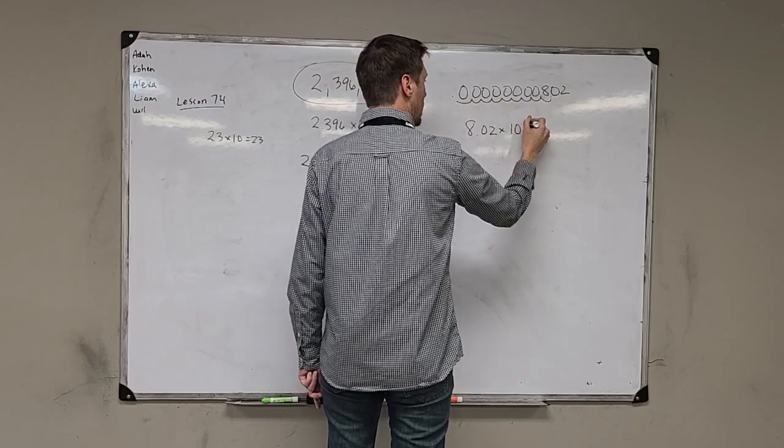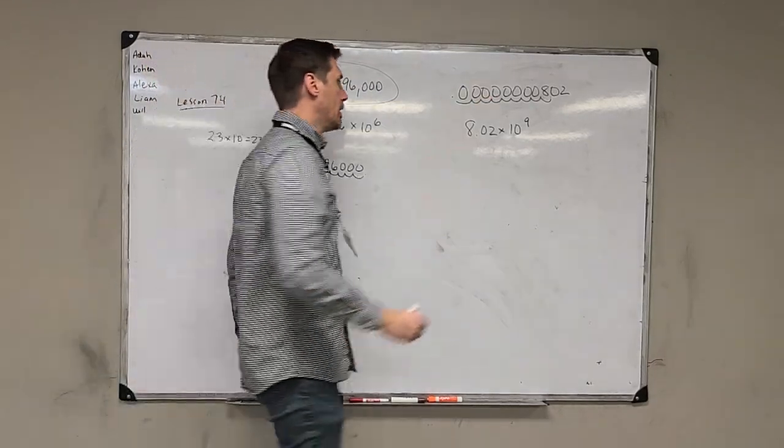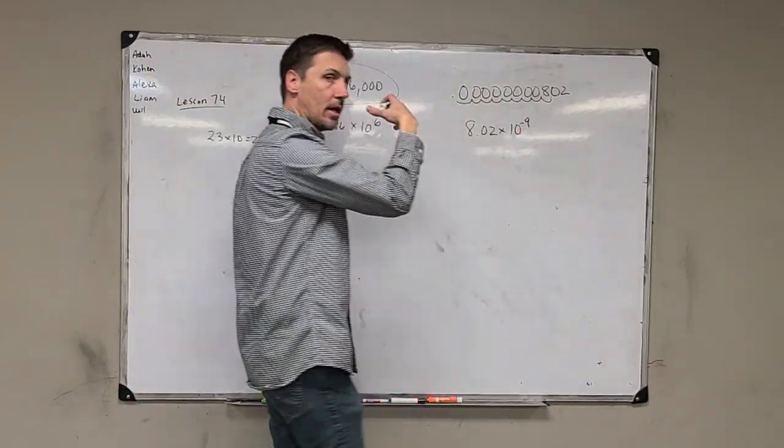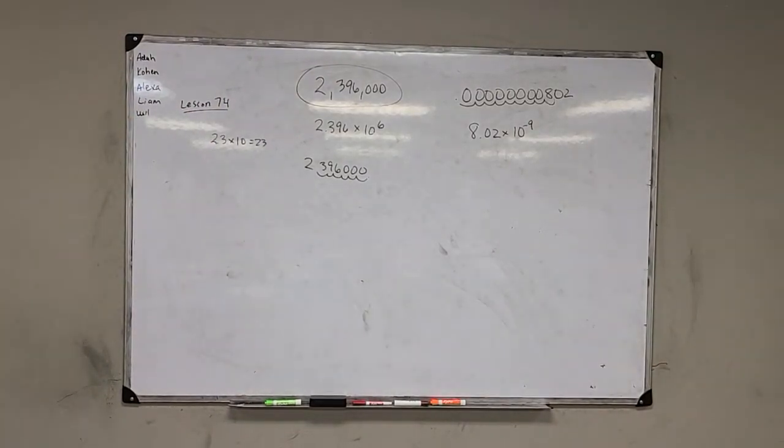So times 10, and it's not a positive 9. A positive 9 will make it hop to the right. A negative 9 will make it hop to the left. All right, so that's how I go from a decimal number to a number in scientific notation. Does that make sense to everybody?